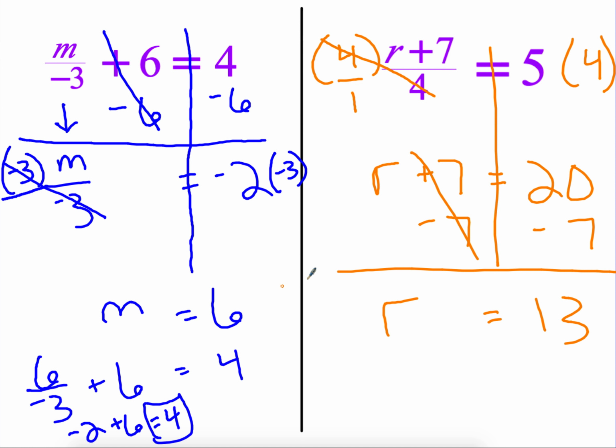Okay, and again, we can check that. I replace my r equals 13, so I replace my r with 13 over 4. 13 plus 7, that is 20 over 4, which is 5. 20 divided by 4 is 5. Perfect, that's what I got. So it worked out.